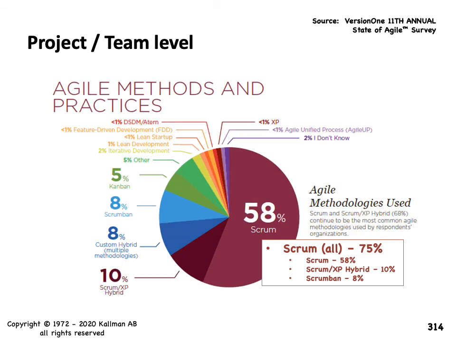In the 11th annual, it was 75%, so the Scrum amount stayed at 58%, and XP hybrid was still 10%, but the Scrumban went up to 8% this particular year. So it starts to give you a little bit of a feeling for how stable these numbers actually are.